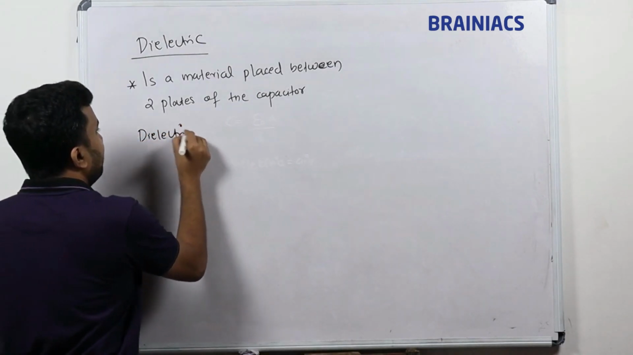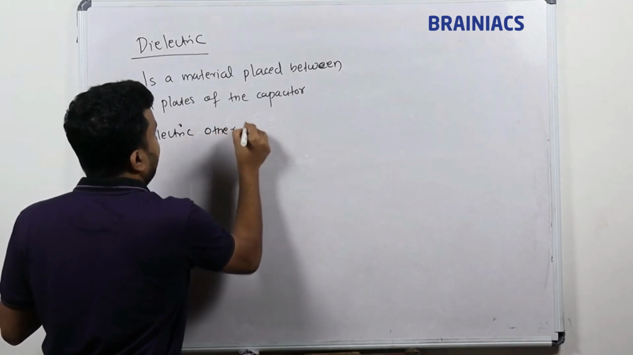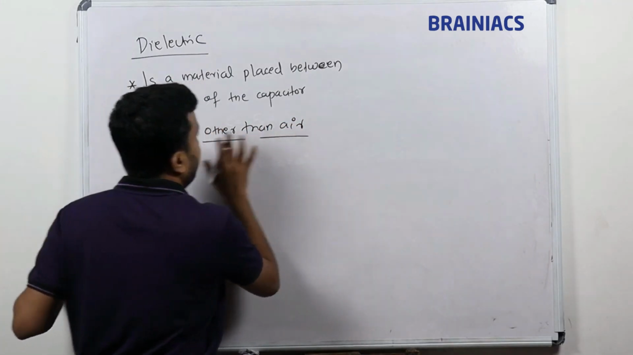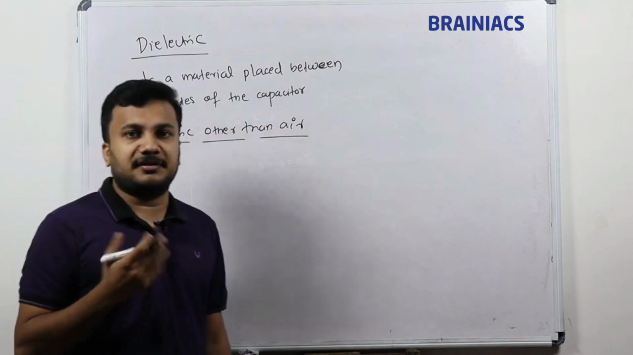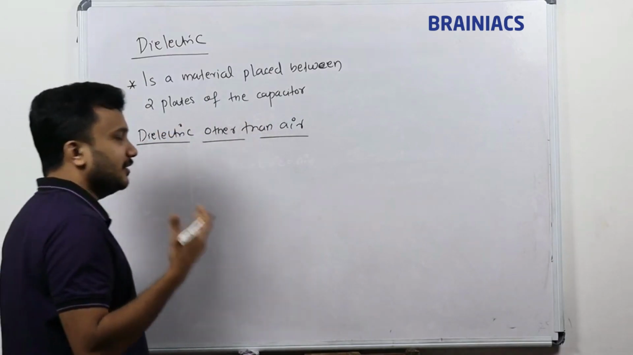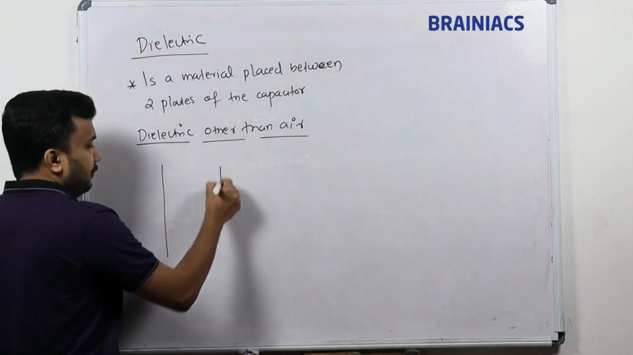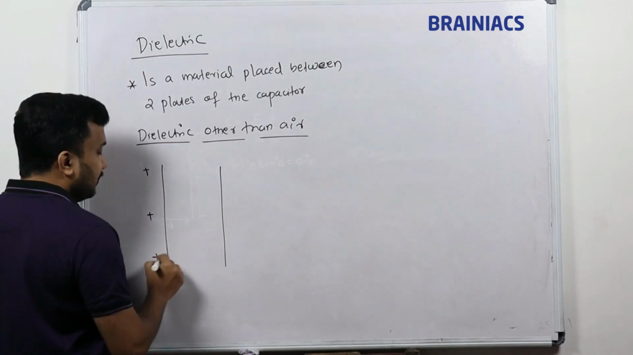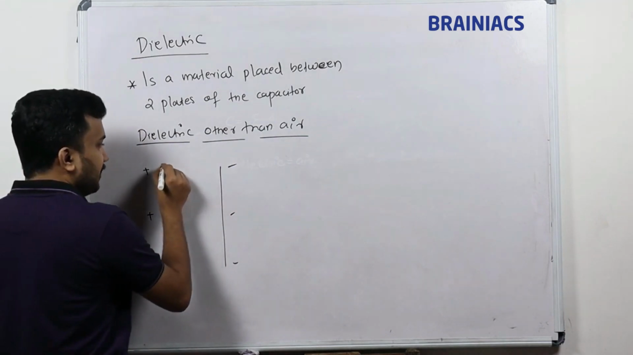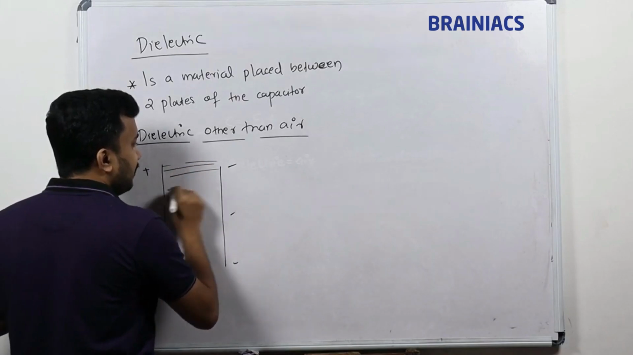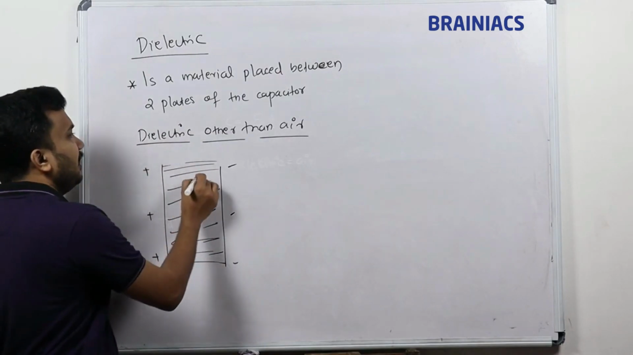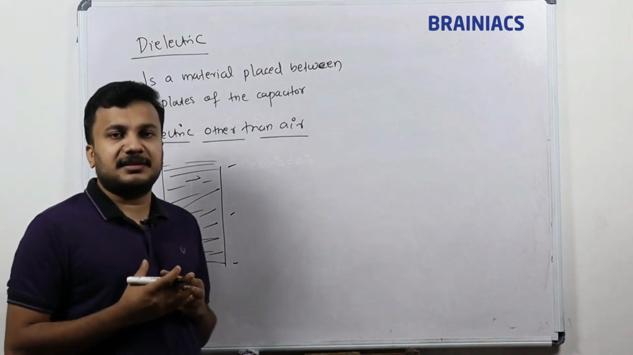Dielectrics other than air. This is a subheading. You cannot see an exact heading like this in your NCERT textbook or any other reference textbook; I consolidated it for your easy purposes. So we are placing a dielectric other than air. We have two plates of the capacitor, the positive plate here and the negative plate here. Between the plates of the capacitor, we fill a dielectric material. This is any kind of material that is an insulator.